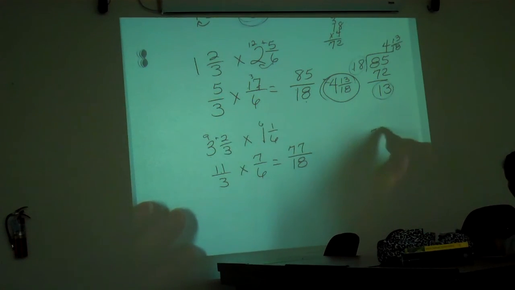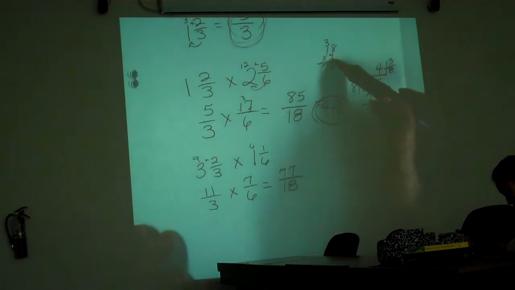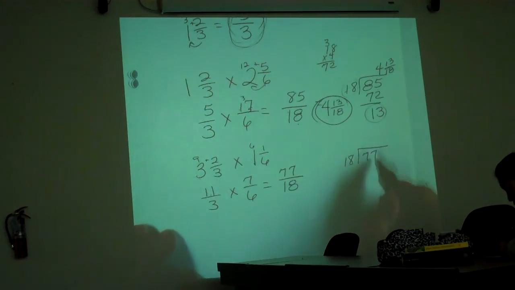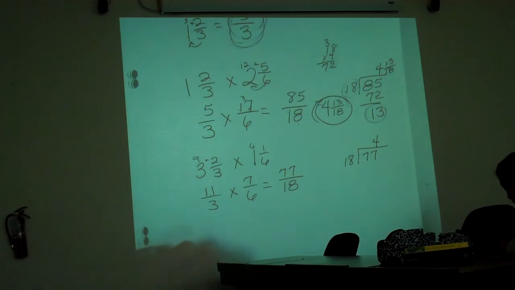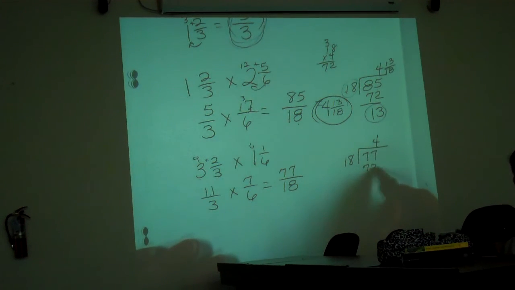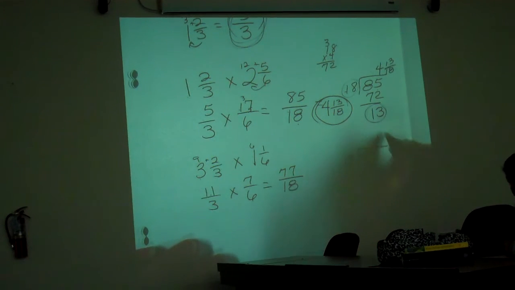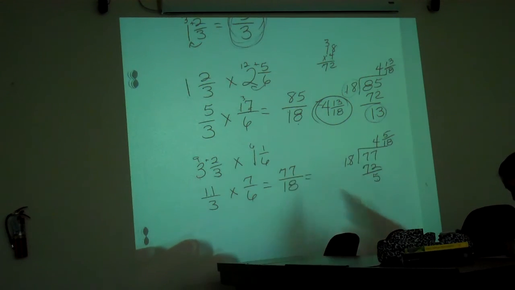Okay, so we have 77 divided by 18. Remember 18 times 4 was 72. So we already have that one. 4 times 18 is 72. Subtract, and you have 5 left over. 5 goes on top, 18 goes on bottom. So make sure that you change the improper fraction into the mixed number.